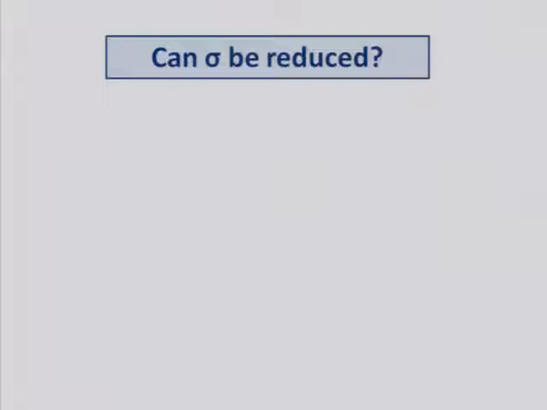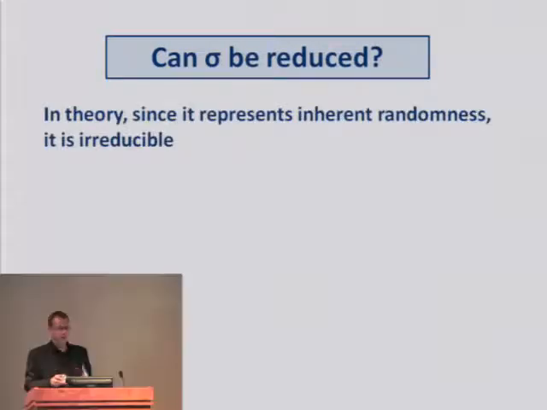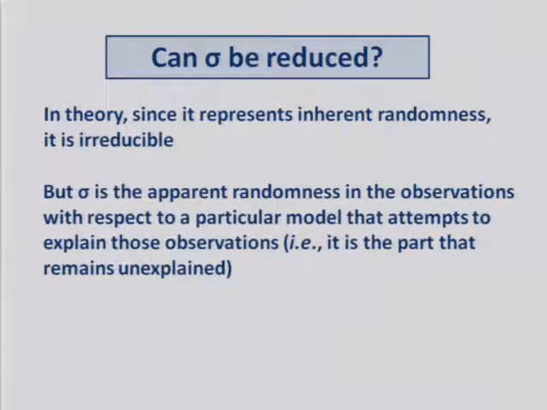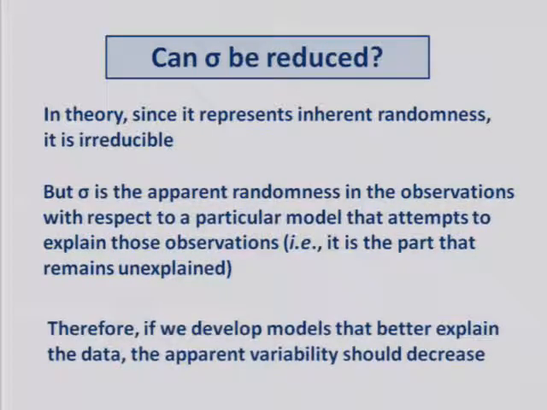Coming back to the sigma, the real sigma, can we reduce it? In theory, we can't. It's inherent randomness. By definition, it's irreducible. But as I said, it's with respect to a model. It's the apparent randomness left after you've derived a model to explain the nature you've observed. Therefore, better models, which better explain nature, should reduce sigma. And a lot of what's been done in the last 20 years in ground motion modeling, or 30 years perhaps, has been aimed at doing exactly that.